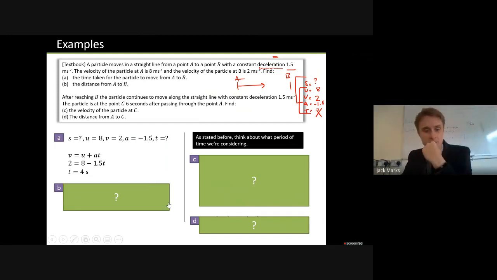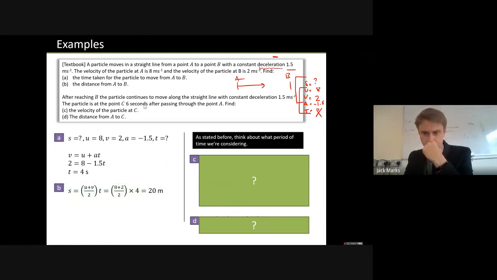So I'm looking for a formula that links S, U, V, and A. Well, it's that trapezium one again. We put the numbers in. Well, the trapezium one will require T, won't it? There is another formula we can use, but we haven't learned that yet. So no, sorry. In this case, we would need to use T equals 4 seconds. Later on, we won't need to do that, and you will see why. There's a different formula that we can use. Okay, that's the first part done.